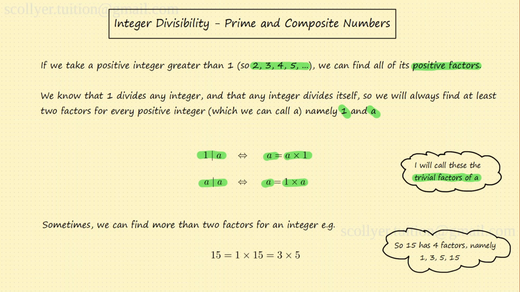Of course, sometimes we can find more than 2 factors for an integer. So 15 is 1 times 15. It's also 3 times 5. So 1, 15, 3, and 5 are all factors of 15. So 15 has 4 factors.